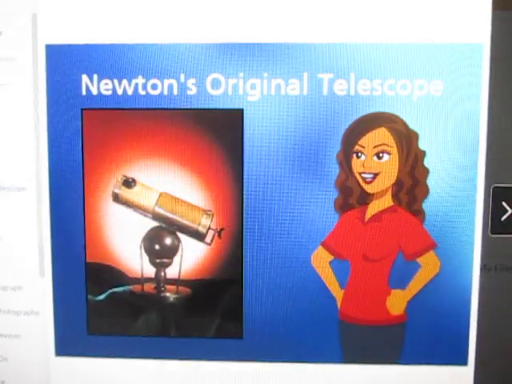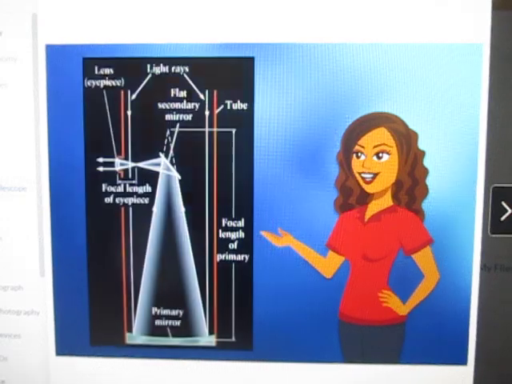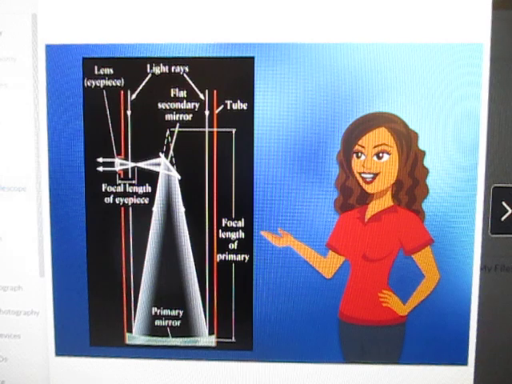This is a photograph of Newton's original 1668 tabletop reflector. Now let's take a look at the light ray path in Newton's original reflector design. So Newton is bouncing the light rays off of the mirror in the back of the telescope and having it come out the side as an eyepiece for easier viewing.